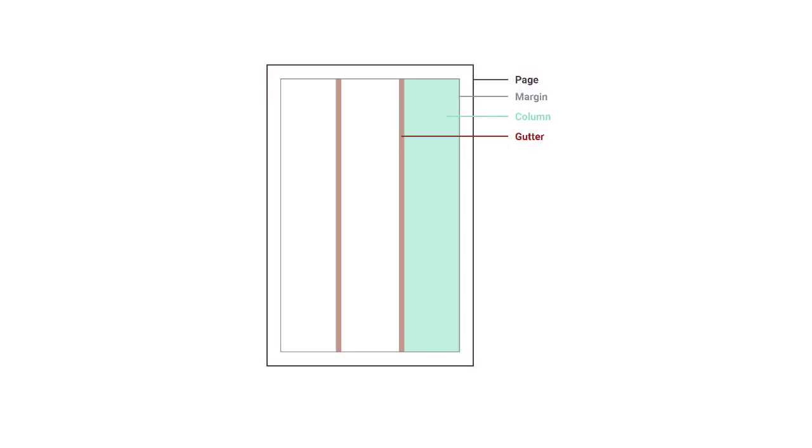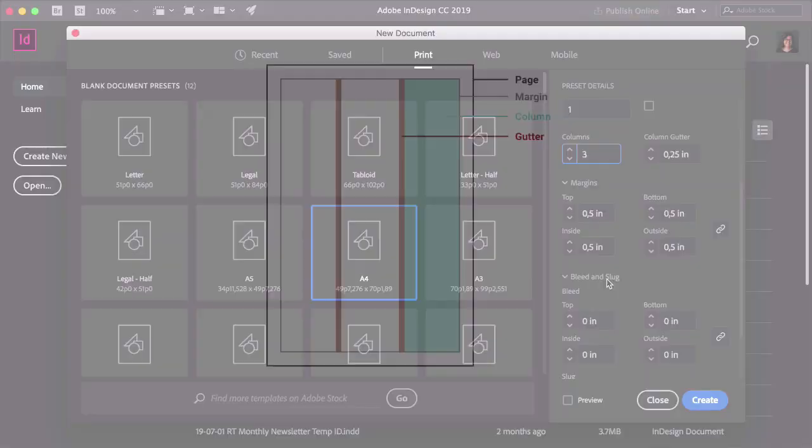And the columns will be created within the margins that we choose here at the bottom. The gutter is the space in between each one of the columns. And these columns are useful because they can work as a grid, and it can help you set up your file in a more organized and clean way. Let's head down here.